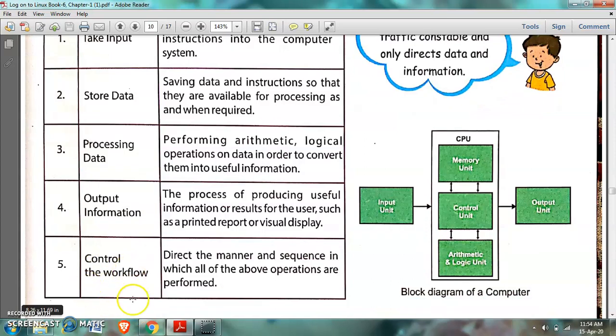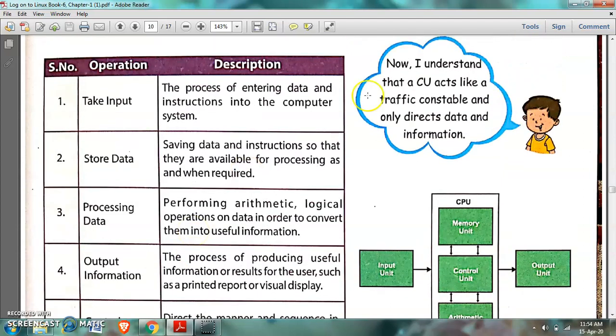Now the fifth one is control the workflow: directing the manner and sequence in which all the above operations are performed. This is the control workflow. The control unit, CU, performs this task to control the data and to manage all kinds of processing. After that the result comes, and the controlling of instructions and data is very important and is performed by all types of computers.